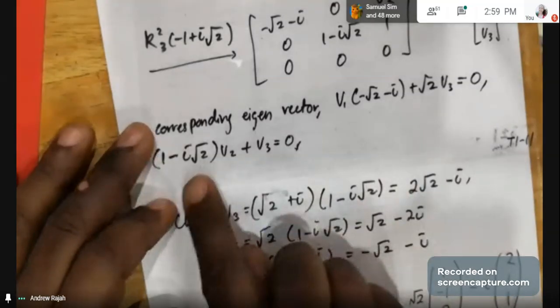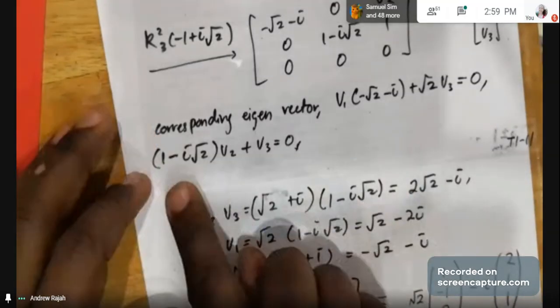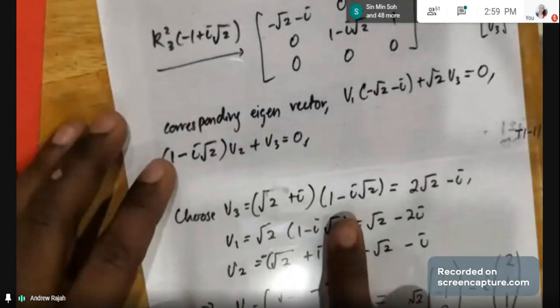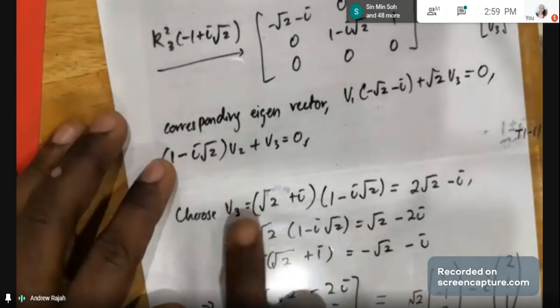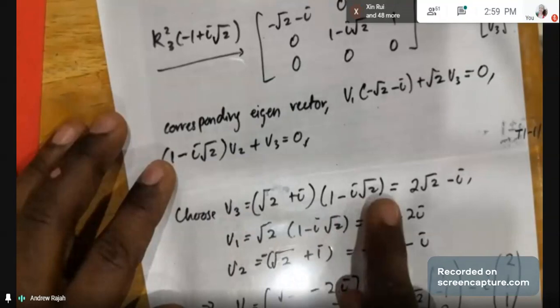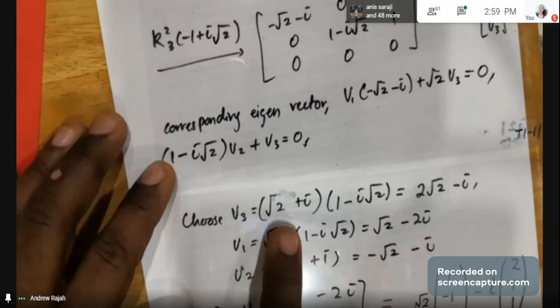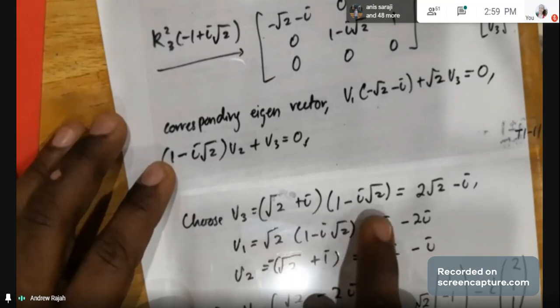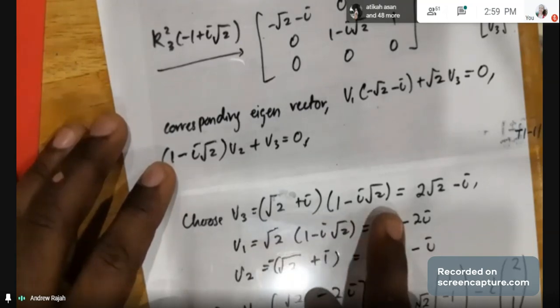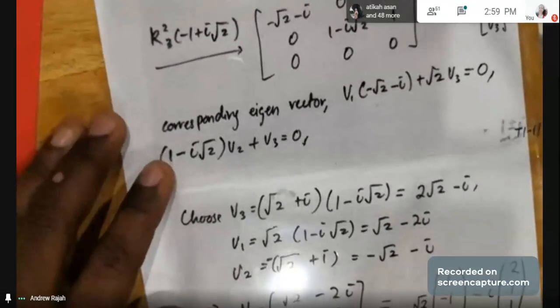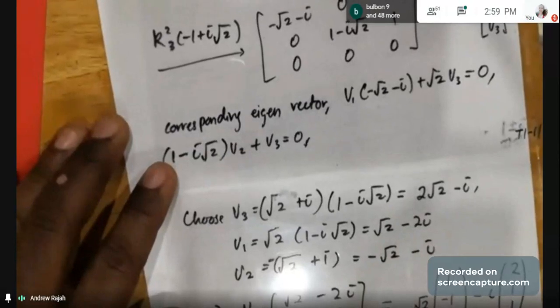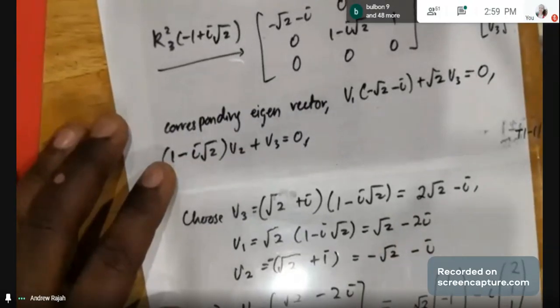And this is 1 minus i square root 2. Because square root 2, I choose 1 minus i square root 2. So when V3 is a product of these two, I know that V3 divided by square root 2 plus i is 1 minus i square root 2. That's the reason.